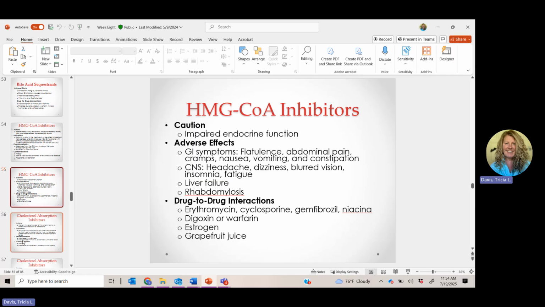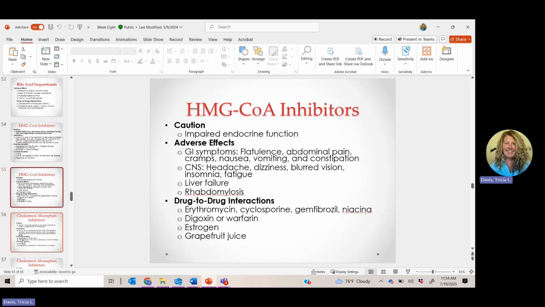They also can mess with our endocrine function, so we have to be very careful. All right, adverse side effects of these. You guys absolutely need to know these and the drug interactions. So GI side effects: lots of gas, belly pain, cramps, maybe some nausea, vomiting, and constipation. Definitely effects on our central nervous system: headache, dizziness, blurred vision, insomnia, fatigue.